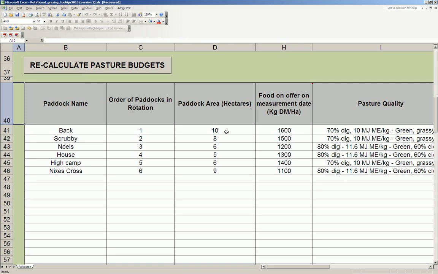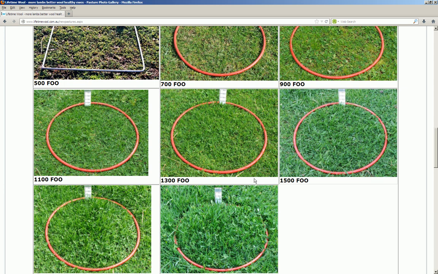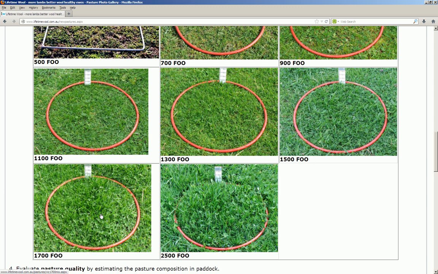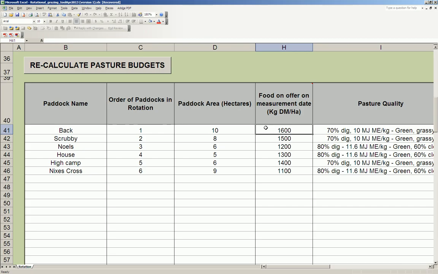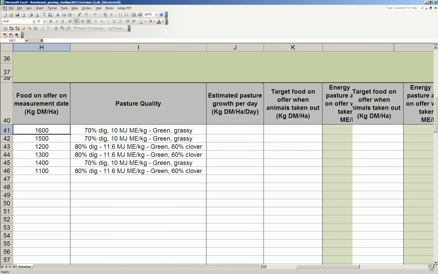Alright. So the paddock area, I've already put these in, so that's pretty self-explanatory. The food on offer at the measurement date, to work this out you can use the tables in the back of the calculator. There's a little table there that you can use as a reference for height and density of the pasture. Alternatively, just do a visual analysis, and the Lifetime Wool website has this little photo gallery on it, and there's also a new web-based food gallery which is going to be released shortly. So my pastures, they range, so some of them are around about 1100, some of them are up to the 1700 mark. So back in my calculator, I've just put in between 1100 and 1600 depending on what I measured on the day.